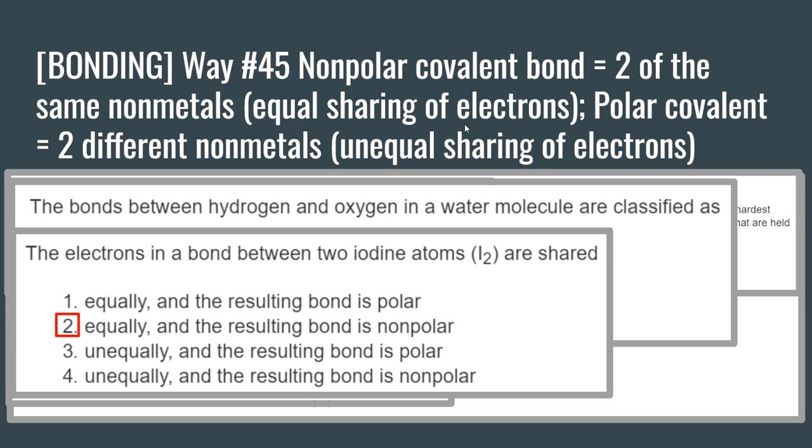So remember, when it comes to nonpolar covalent bonds, it's always two of the same nonmetals, resulting in equal sharing of electrons. Polar covalent molecules feature two different nonmetals where the sharing of electrons is unequal, and one of those atoms is going to be negative, the other one is going to be positive.